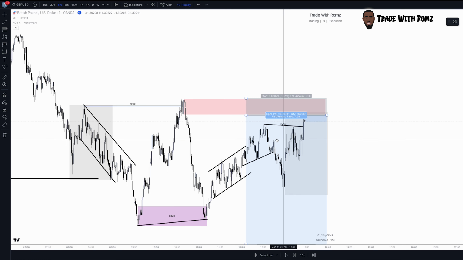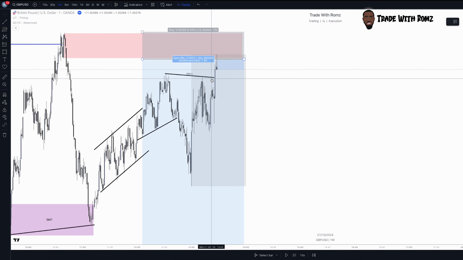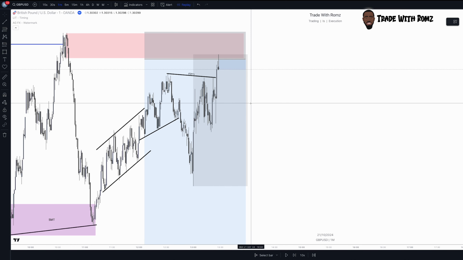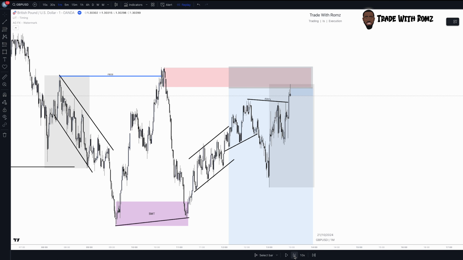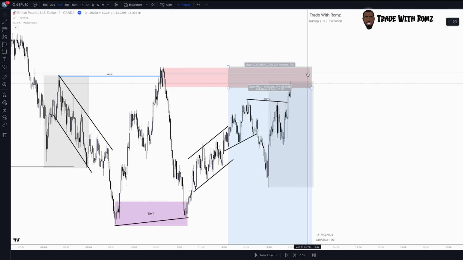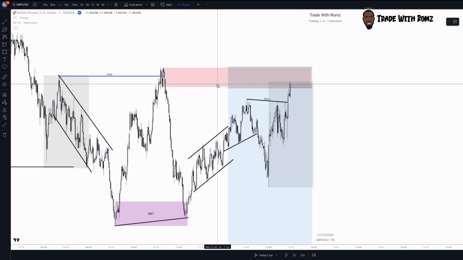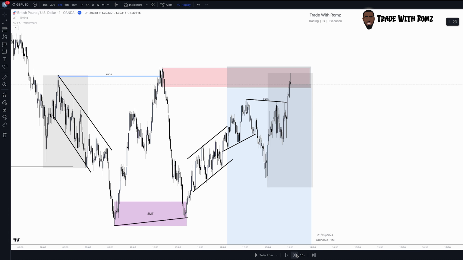You got the equal highs, and then price aggressively takes out the equal highs, moves into the POI and taps in. But what else happens? Let's say you didn't want to enter. So let's say you weren't quite sure if this was a valid trade. What else happens?